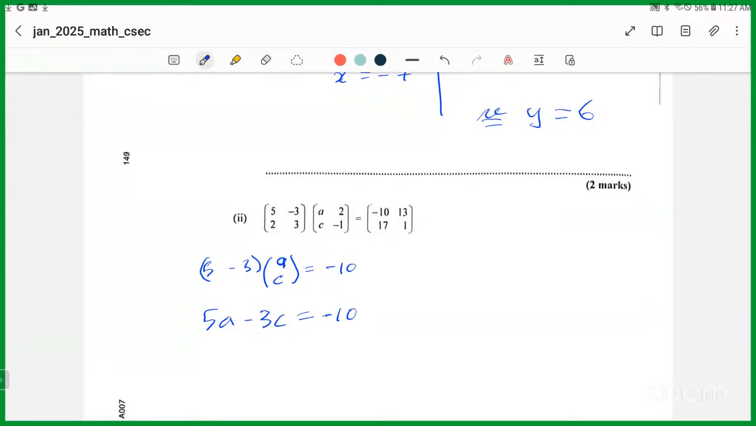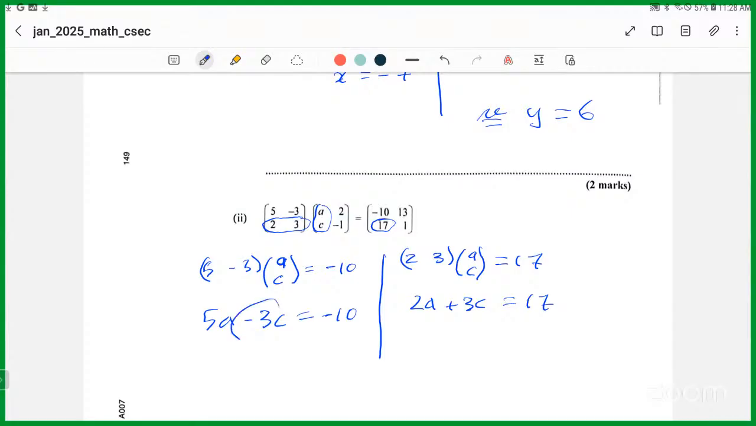Then now, this value here, 17, is the product of second row and the one column. So we can set that up again. So it's going to be that 2, 3 times the matrix AC, the column AC, is equal to that 17 over there. So it's 2 times A and 3 times C, that's equal to 17. So it's 2A plus 3C, that is equal to the 17.